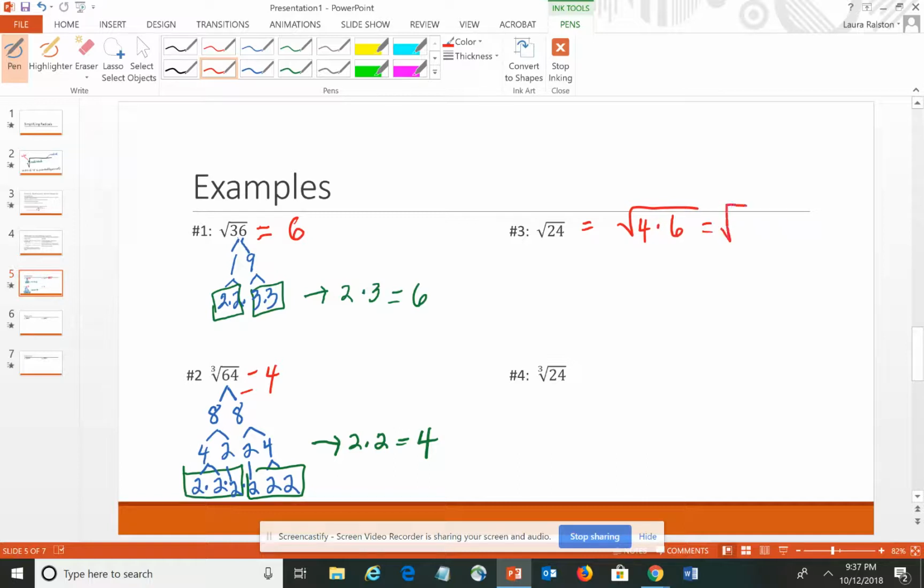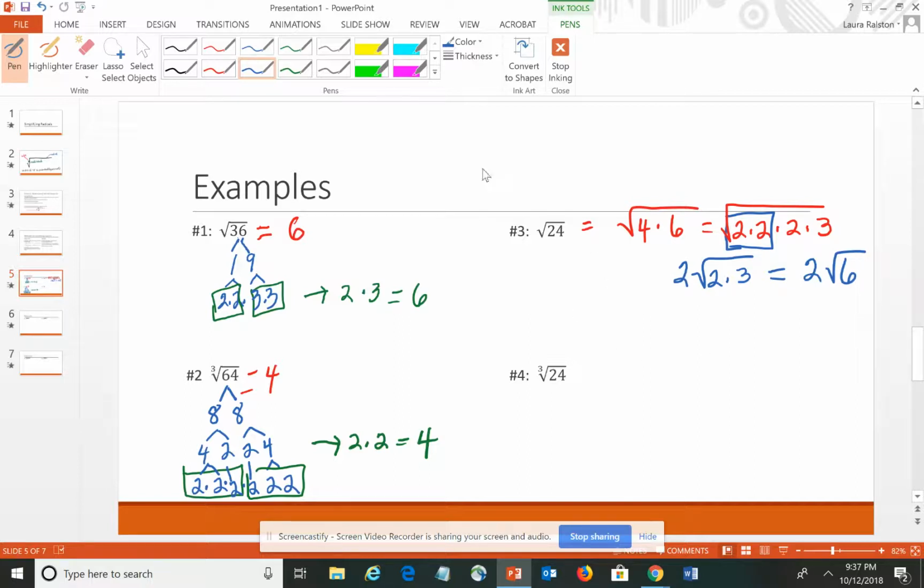And then I could break that down further because 4 is 2 times 2, and 6 is 2 times 3. Since I have an index of an understood 2, I'm looking for sets of 2. So I have one set of 2's, so it's going to get released. The other 2 values have to stay underneath, which is 2 times 3. So in its final form, the square root of 24 is 2 on the square root of 6.